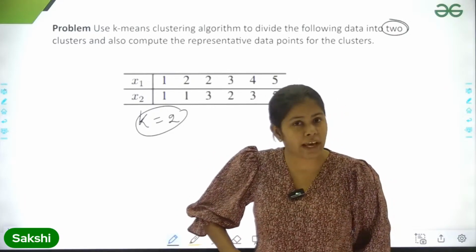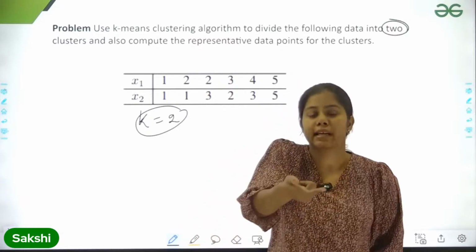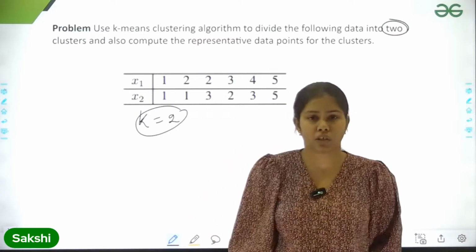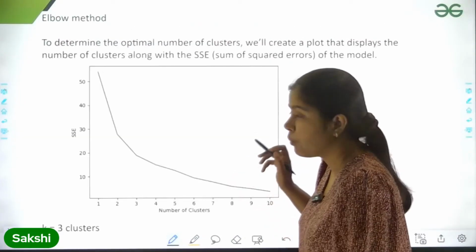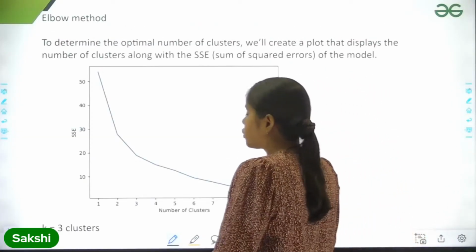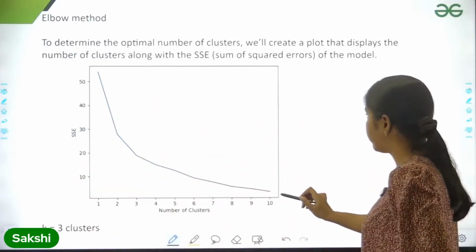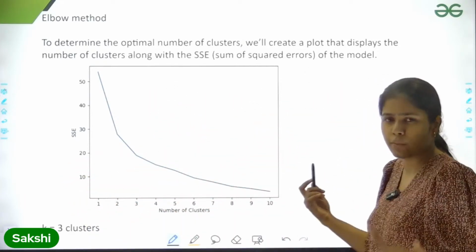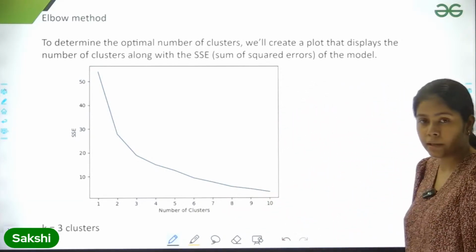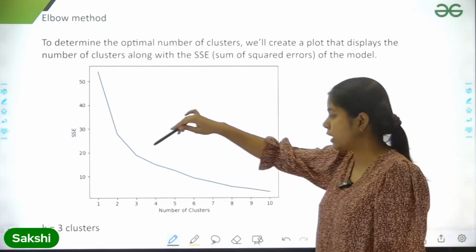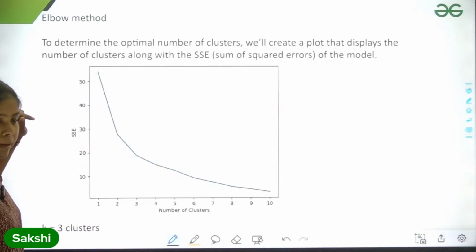Let me know if anybody has any idea how to decide the number of clusters, that okay, that particular number of clusters you can take. So there is no perfect method, but we have the elbow method, which works on the sum of squared error. So what you have to do, you would take a number of clusters, right? Let's suppose if you are taking one cluster, you would have the maximum error, right?